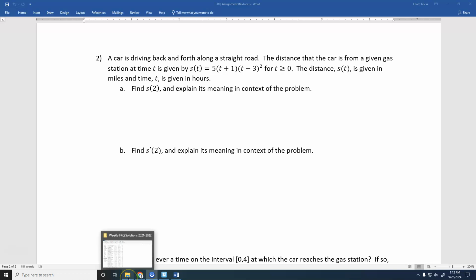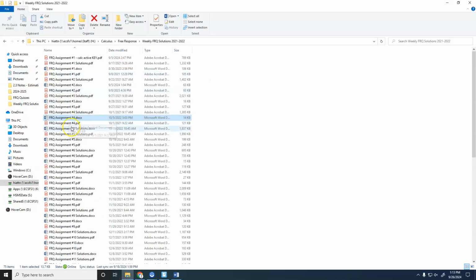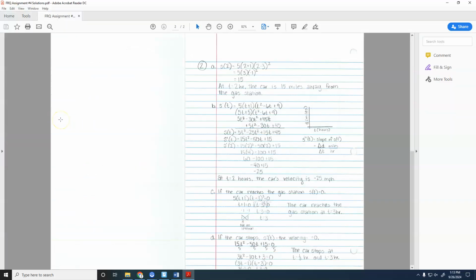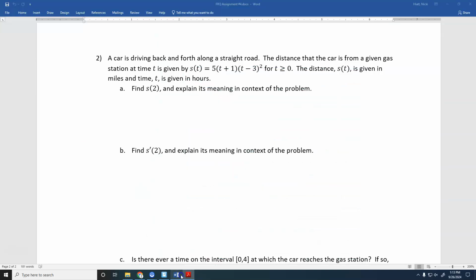Was this one calculator active? Let me look at the solutions. It doesn't say so. Okay, yeah, all right. No, I don't think it's calculator active.